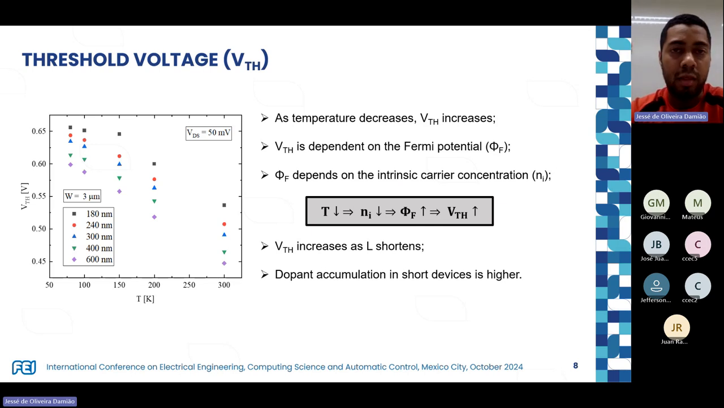Well, the threshold voltage is presented in this figure as a function of temperature for all devices. You can observe that the threshold voltage increases at low temperatures. It happens because the threshold voltage depends on Fermi potential, and Fermi potential depends on intrinsic carrier concentration. At low temperatures, the intrinsic carrier concentration decreases. It results in increasing Fermi potential, and it results in increasing threshold voltage. And here, we can observe that threshold voltage is higher for shorter devices. It happens because the dopant accumulation in short devices is higher.